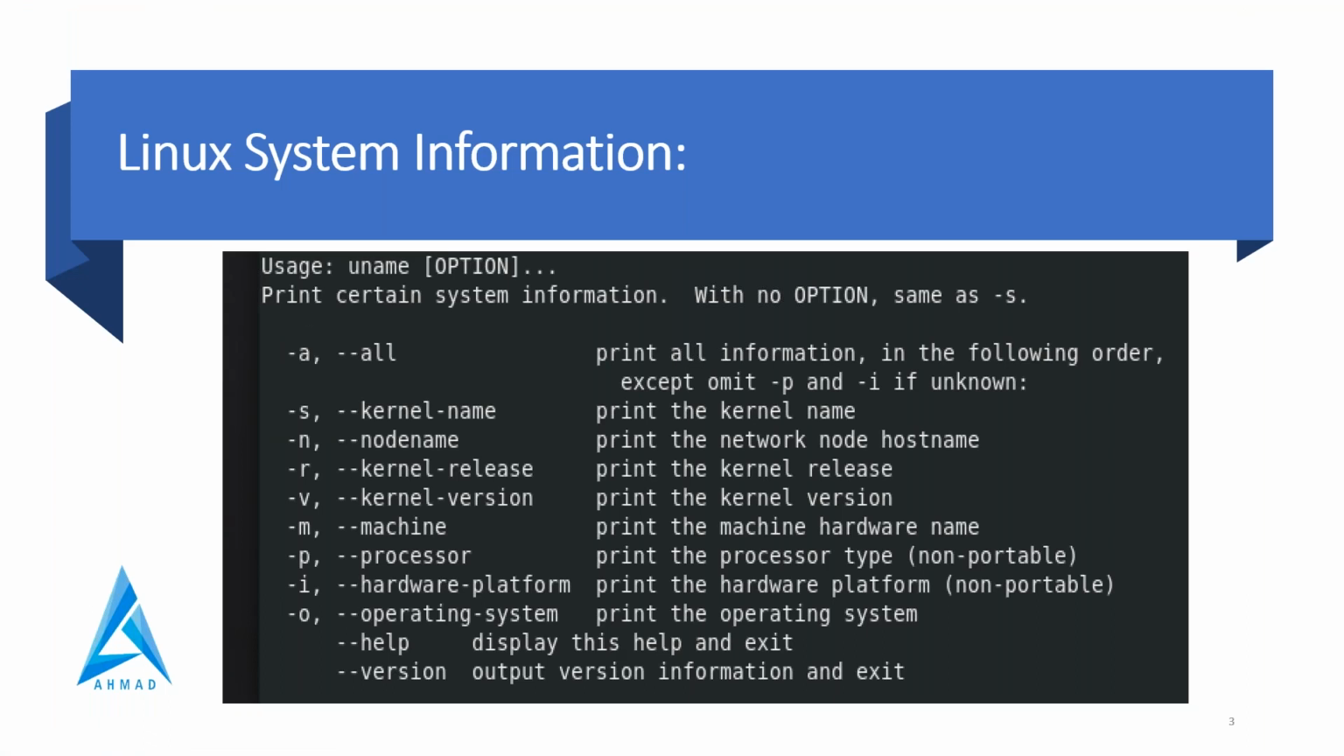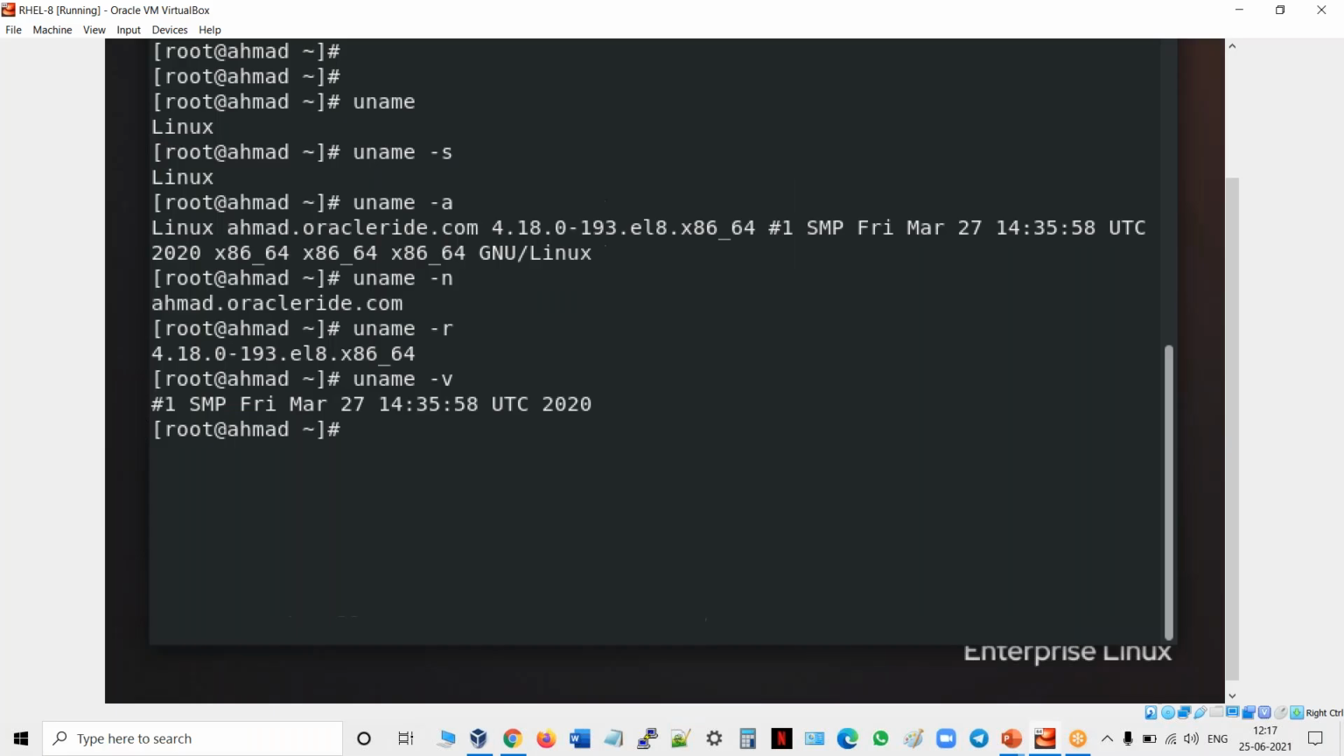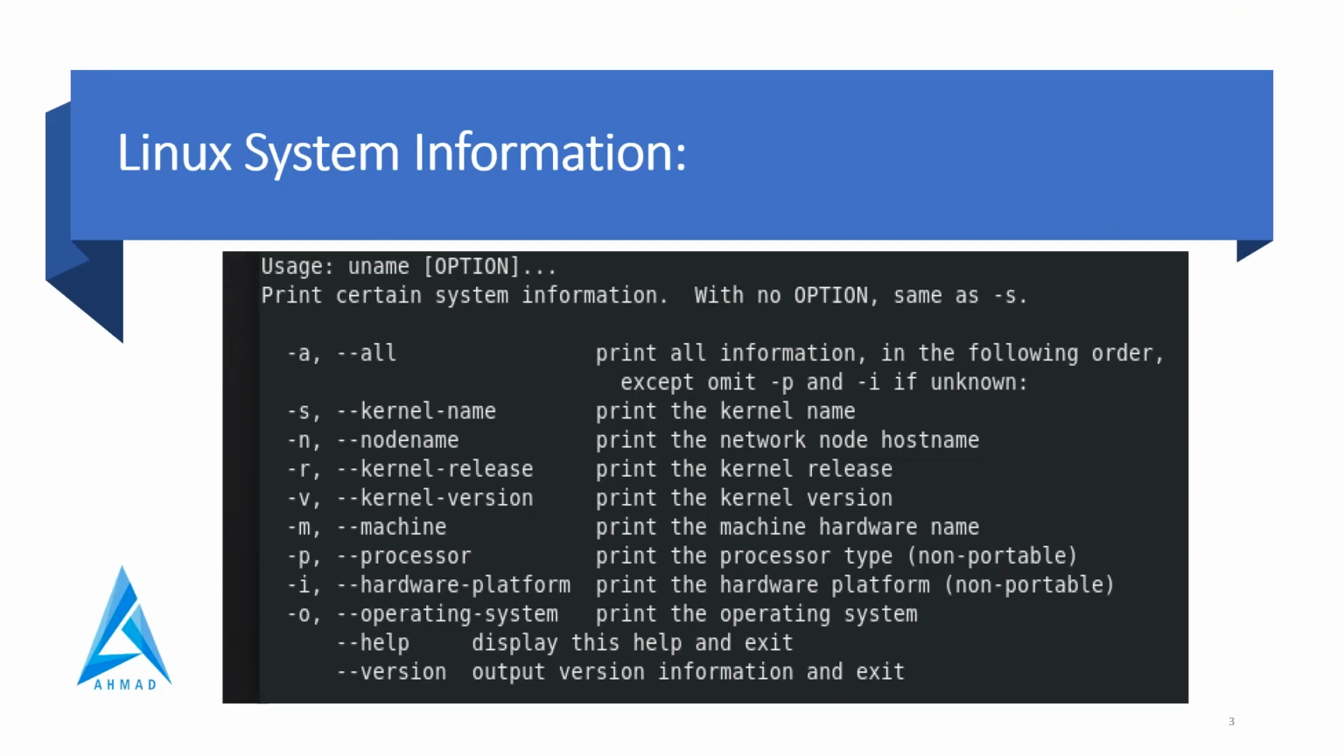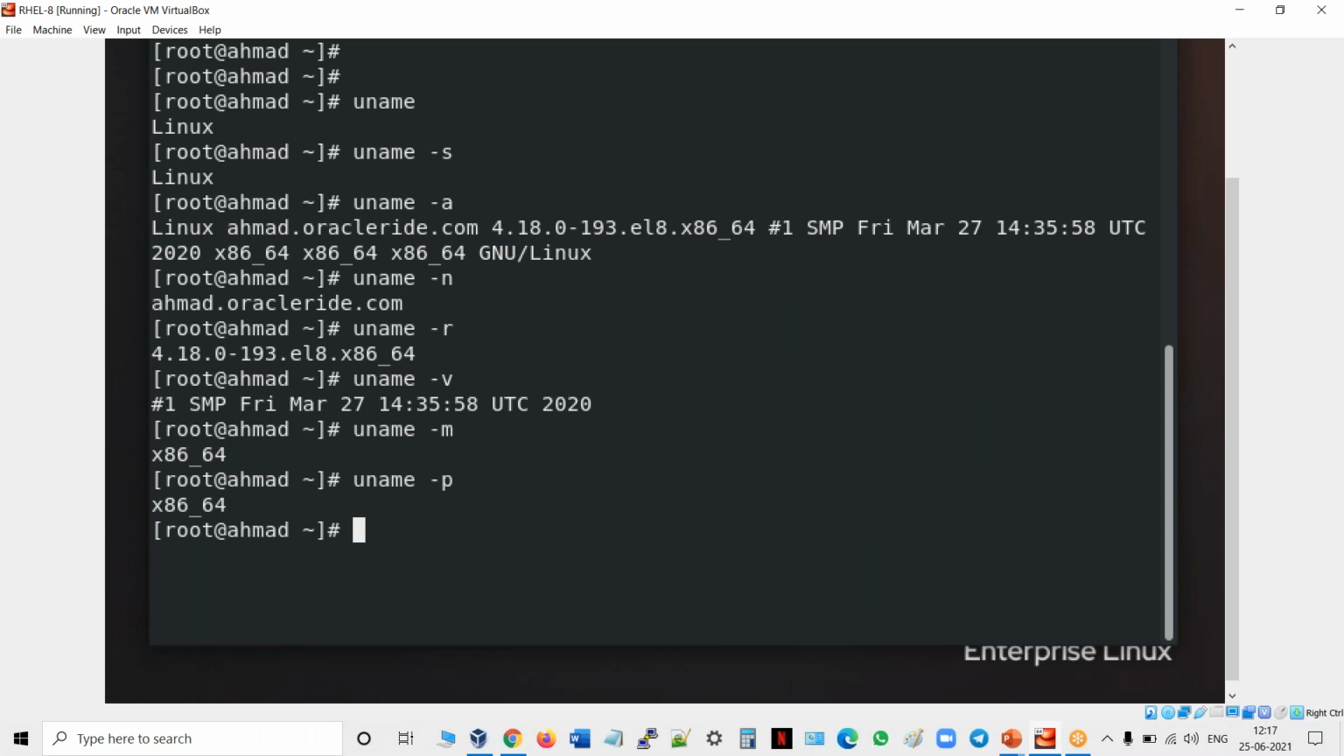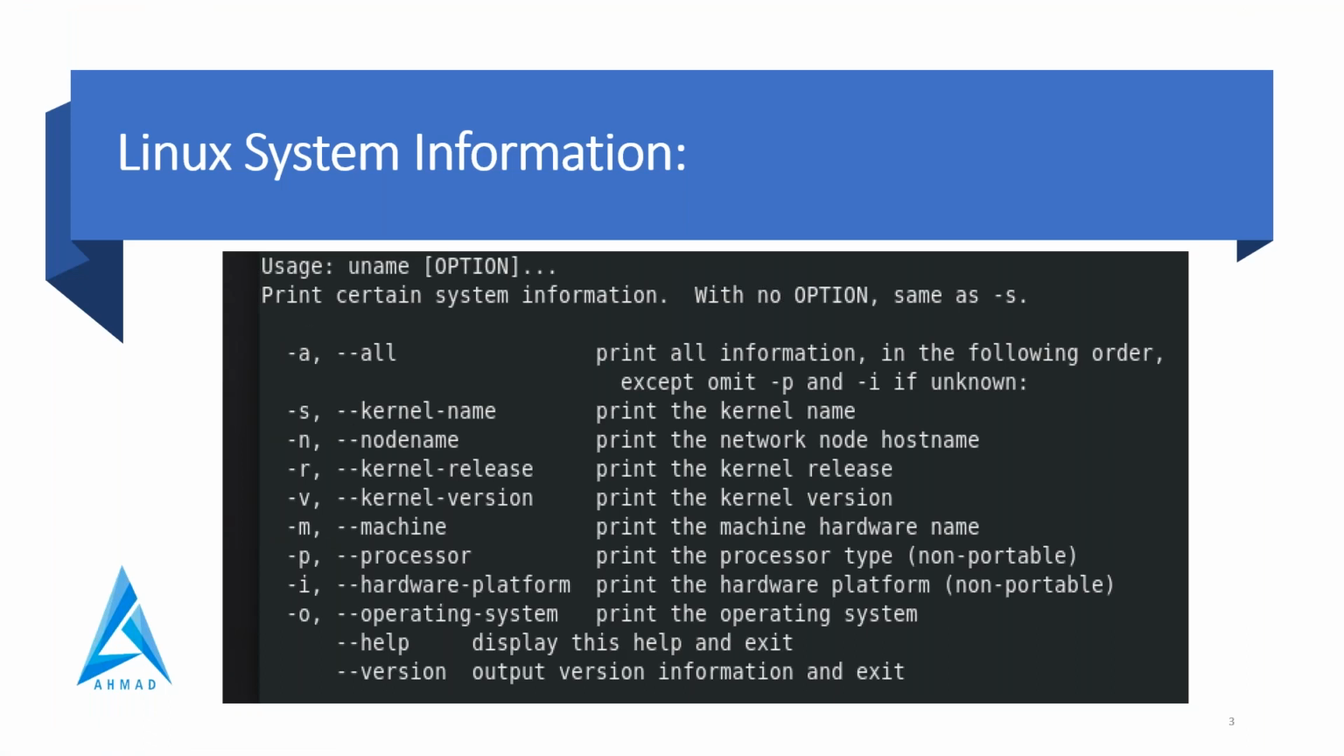After that, if I say -m, it will print the machine hardware name. If I say -p, it will print the processor type. So uname -m, and uname -p, that is the processor. It looks like the output is the same, but one is showing hardware and one is showing processor. So I have a 64-bit processor and a 64-bit machine. And then -i is the hardware platform, and -o is for operating system. Let's see that.